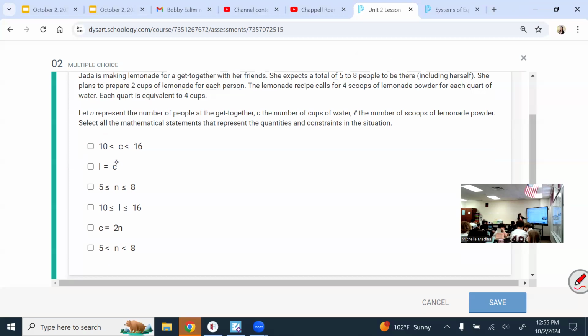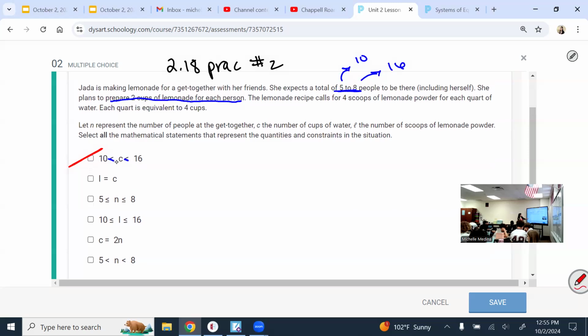When I look at the next one, it says L equals C. So let's see. L was standing for what?